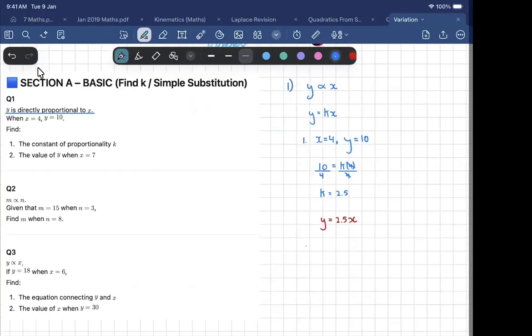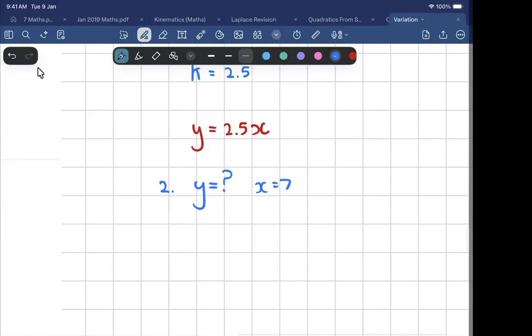Maybe. So let me do question two now. It wants us to find the value of Y when X is 7. So we don't know what Y is, but they're telling us that X is equal to 7. Now, is there a relationship we have for Y and X?